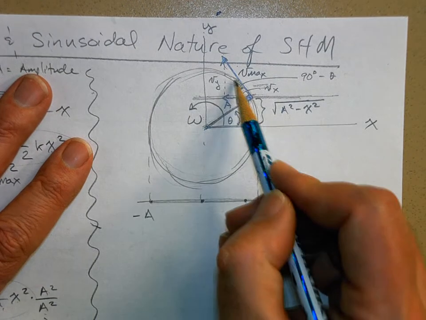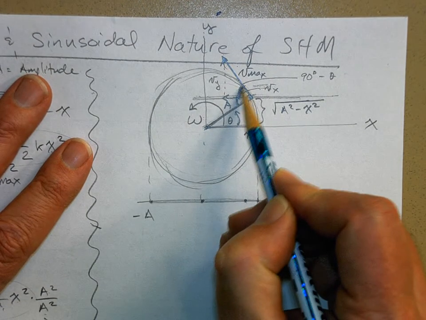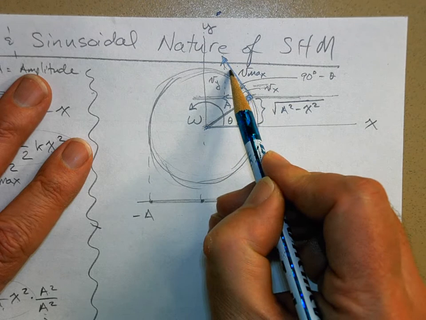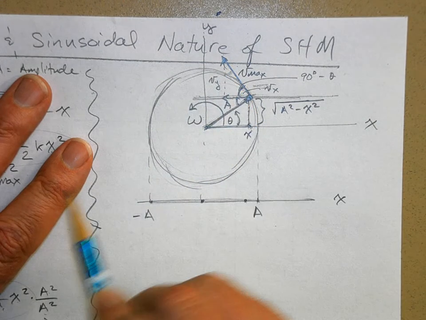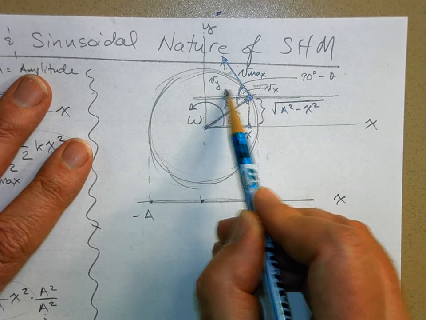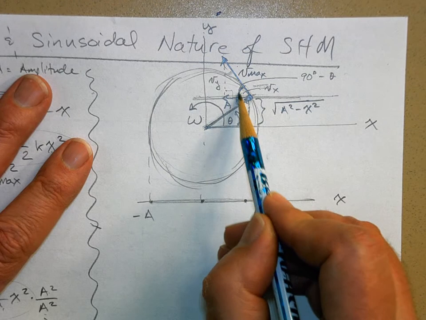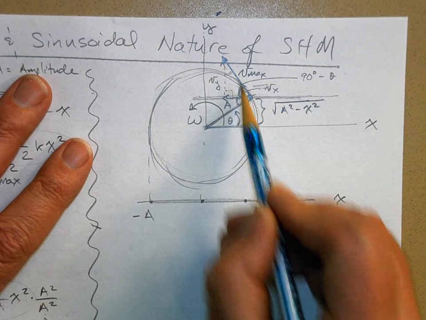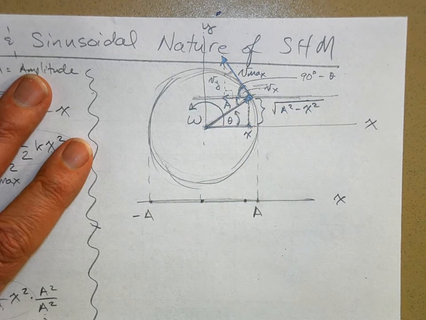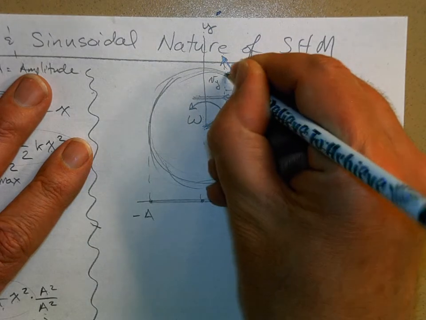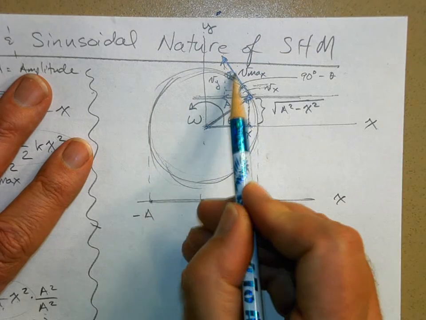Well, if this angle here is 90 degrees minus theta, what does this have to be? It has to be theta, because this is 90 degrees and this is 90 degrees minus theta. Well, then there has to be 180 degrees in a triangle. So I just showed that this angle up here has to be theta.